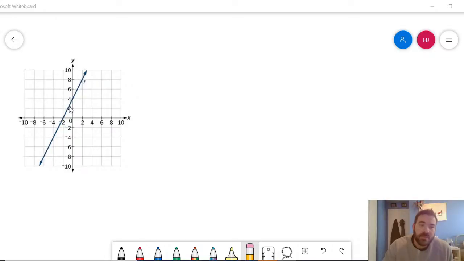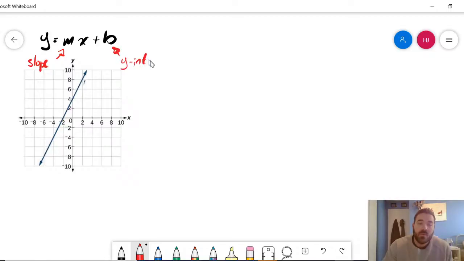So let's work with this graph here. I know that my equation in slope-intercept form, which is the form that we've been dealing with so far, is y is equal to mx plus b. And I know that m represents the slope of the line, and I know b represents the y-intercept. Well, right away, I have one major piece of information about this graph. I know the y-intercept. And in fact, the y-intercept is at 0, 4. So I know that my b value is going to be positive 4.